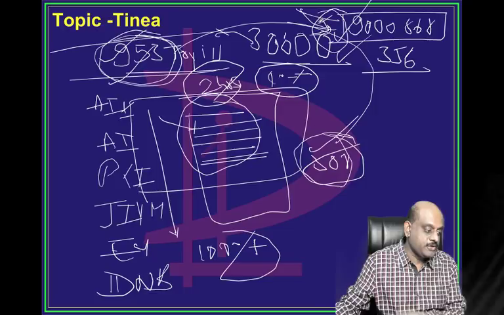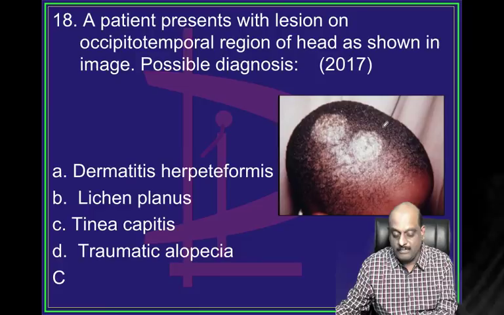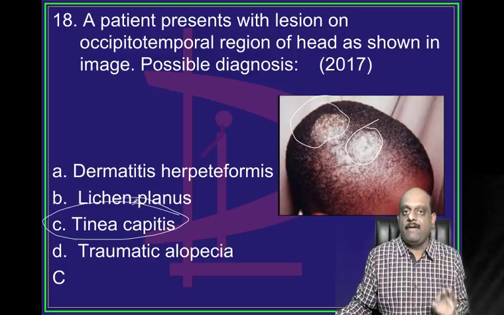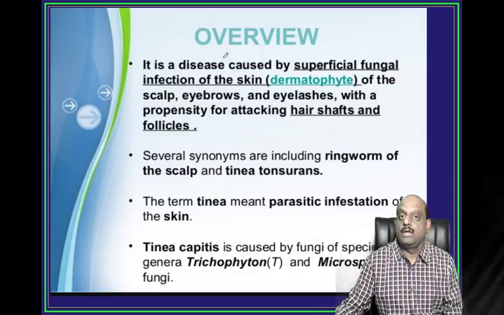Now, doctor, a patient presents with a lesion in the occipitotemporal region, as what you can see here. What is the possible diagnosis? Tinea. The second highest preferred topic in the FMGE exam in dermatology is dermatophyte. Even in NEET PG also, the priority will be more or less like this only. So now, doctor, let us quickly review tinea.